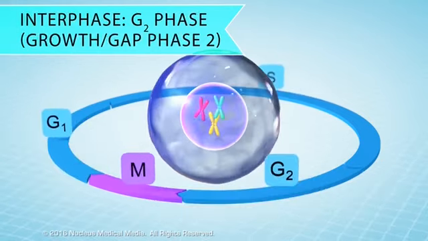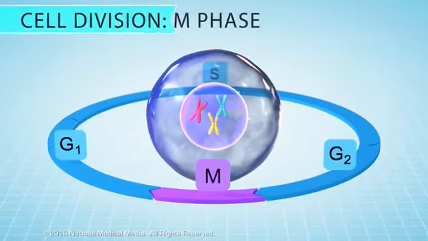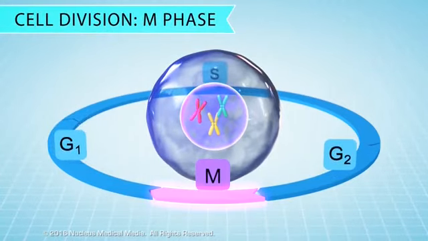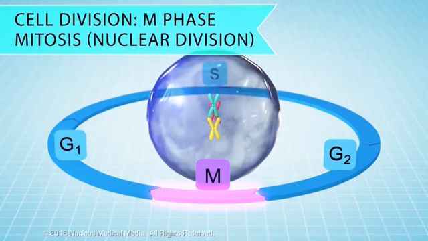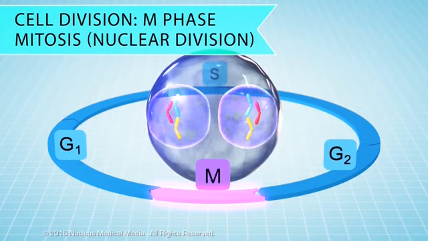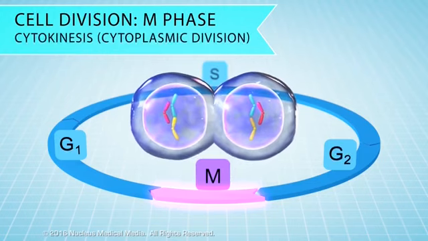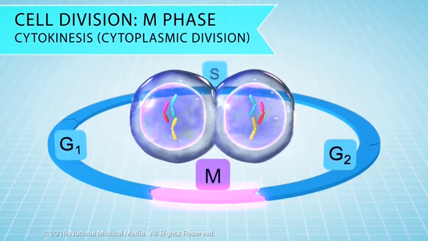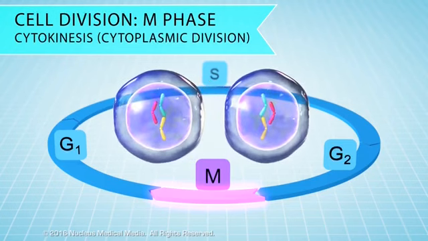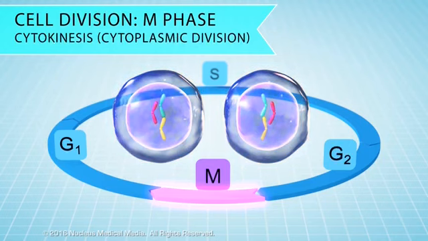Now that interphase is over, the cell is ready for cell division, which happens in the M phase. The M phase has two events. The main one is mitosis, which is division of the cell's nucleus, followed by cytokinesis, a division of the cytoplasm. So at the end of M phase, you have two daughter cells identical to each other and identical to the original cell.